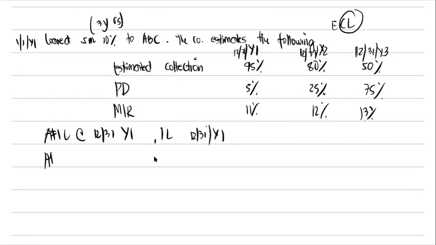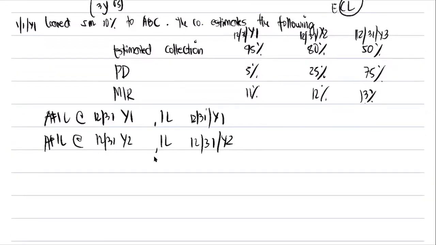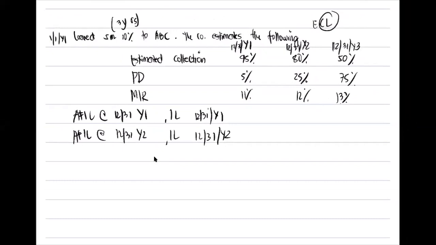And then we also need to compute for the AFIL at December 31, year 2, and the impairment loss on December 31, year 2, just to show you the effect of your expected credit loss as compared to your past PFRS 39. So what is our general formula again? We first get the carrying amount of our loan less the recoverable amount. The recoverable amount is the present value of future cash flows.